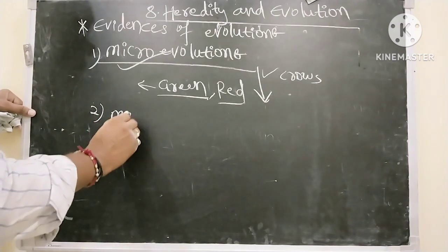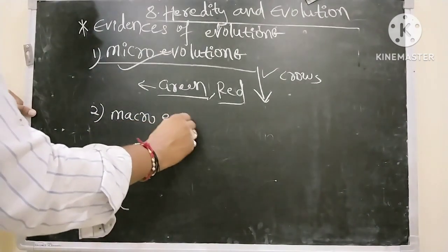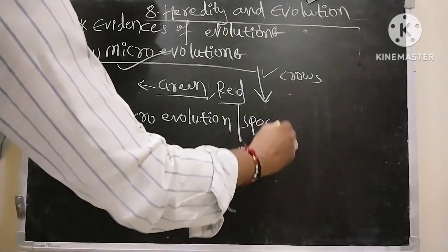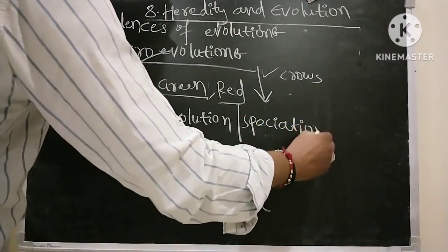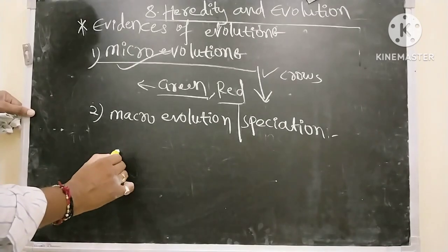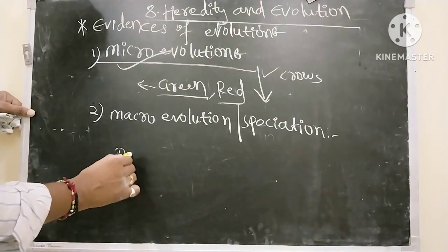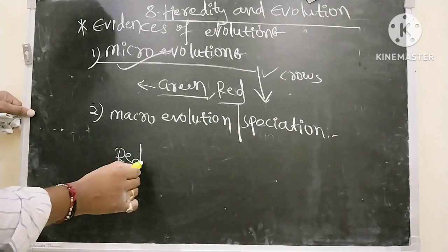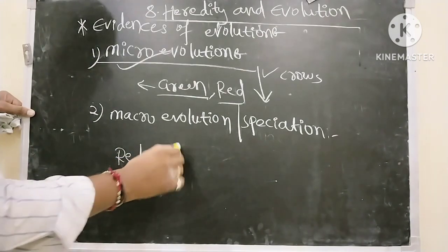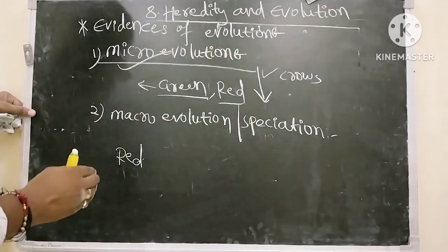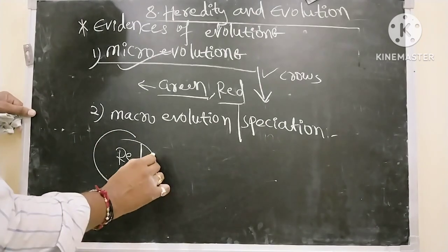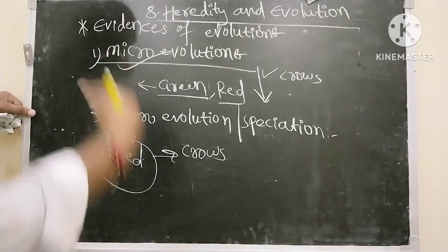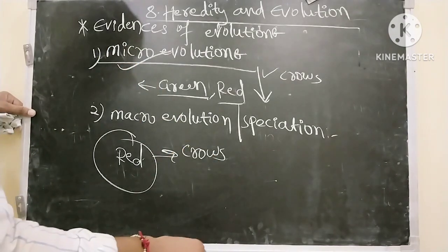Next, macroevolution. Macroevolution is also called speciation. For example, a group of beetles, all red color beetles, are living in a forest. Because of some reason, some of the red colored beetles are separated from the population. Why? Because whenever the crows are carrying these red colored beetles through their beaks, some of the beetles are dropped off.